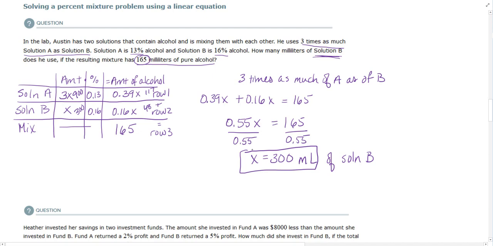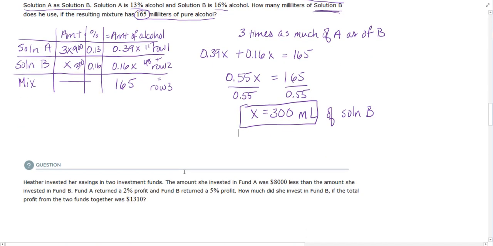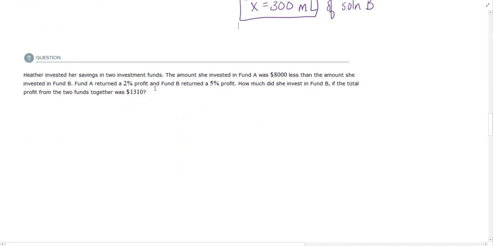Okay, we're going to do one more, and that is one of the problems that involves money. So they might say it in terms of profit, they might talk about interest, but it's still basically the same sort of thing where you're mixing together two accounts, and you have two different percentages that you're comparing.